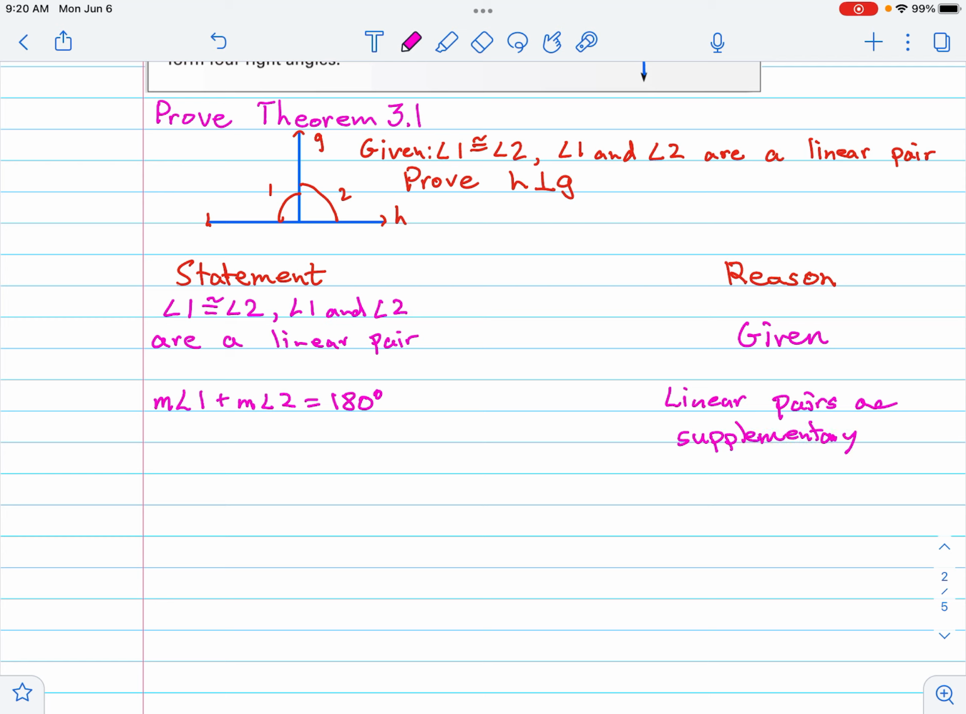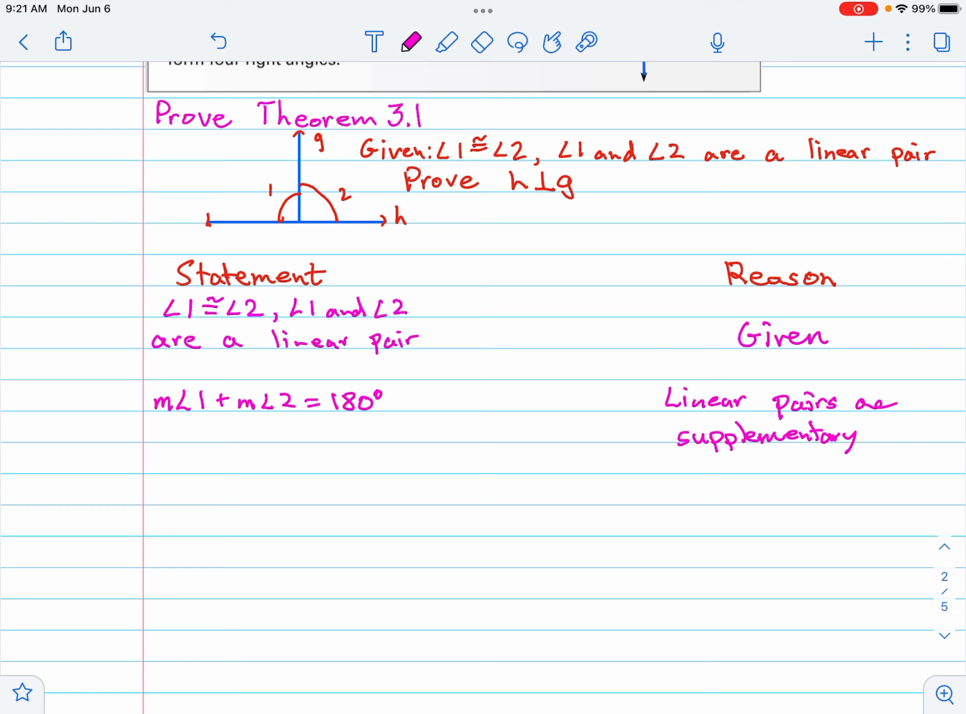Now, we could have put in an intermediate step in there and said angle 1 and angle 2 are supplementary because linear pairs are supplementary, and then we could say the measure of angle 1 plus the measure of angle 2 is 180 because of the definition of supplementary. But I just kind of skipped that step. In other words, I went right to saying the measure is equal to 180. Okay, now, let's see what we can do next.